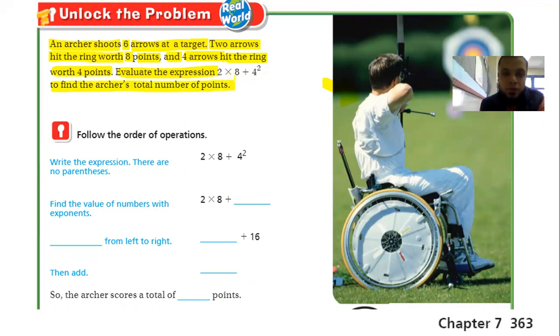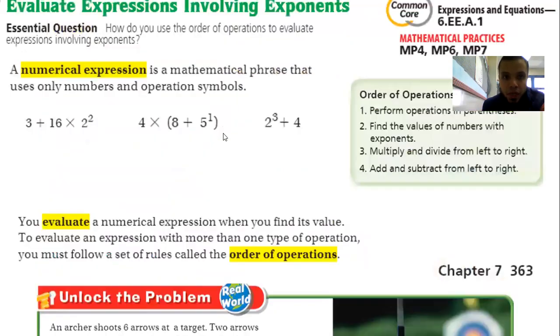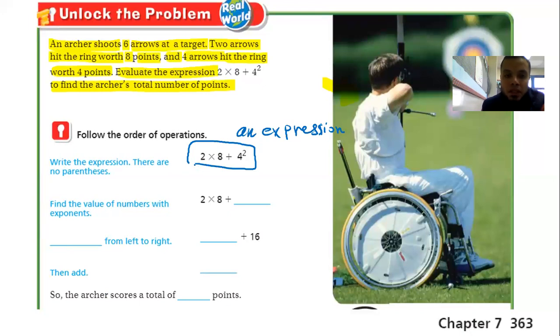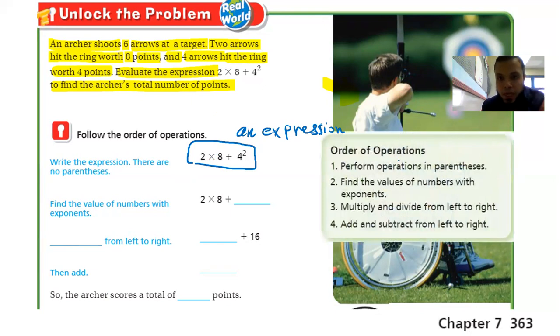How can we evaluate the answer here to know the archer's total number of points? I need to find the solution by evaluating this expression. This is called an expression. Let's solve this expression together according to our order of operations.